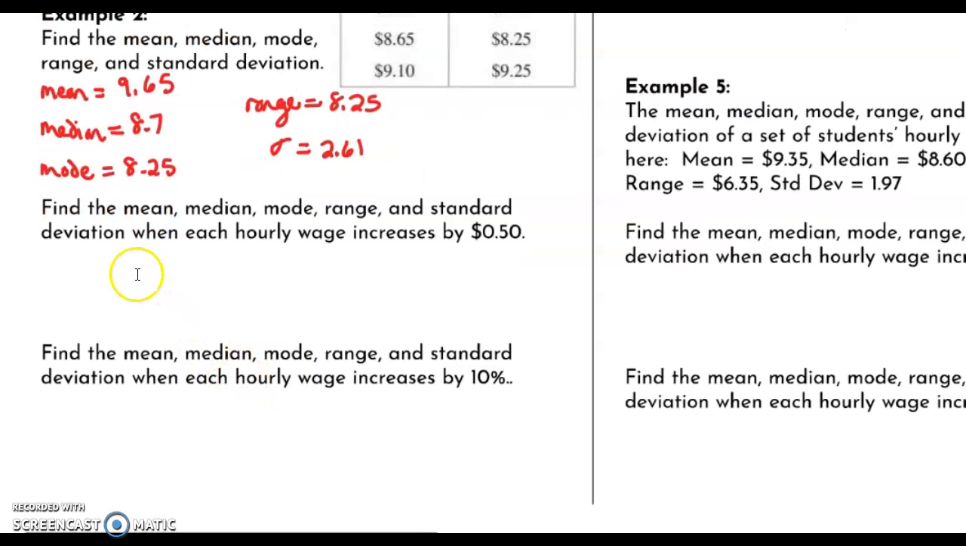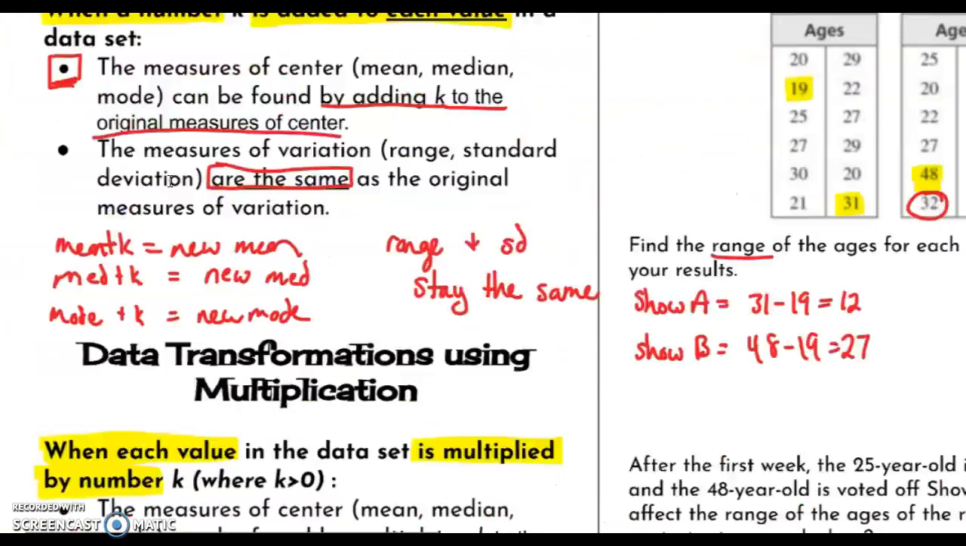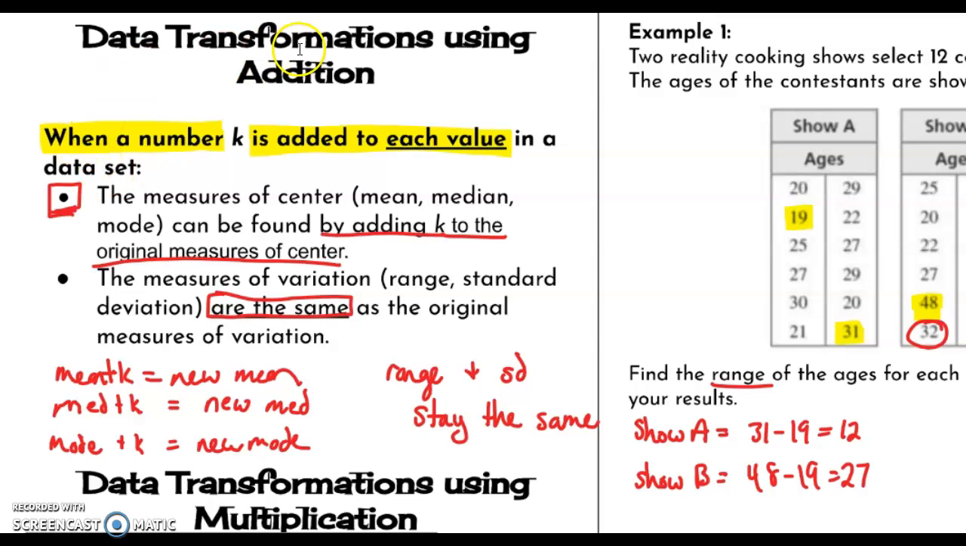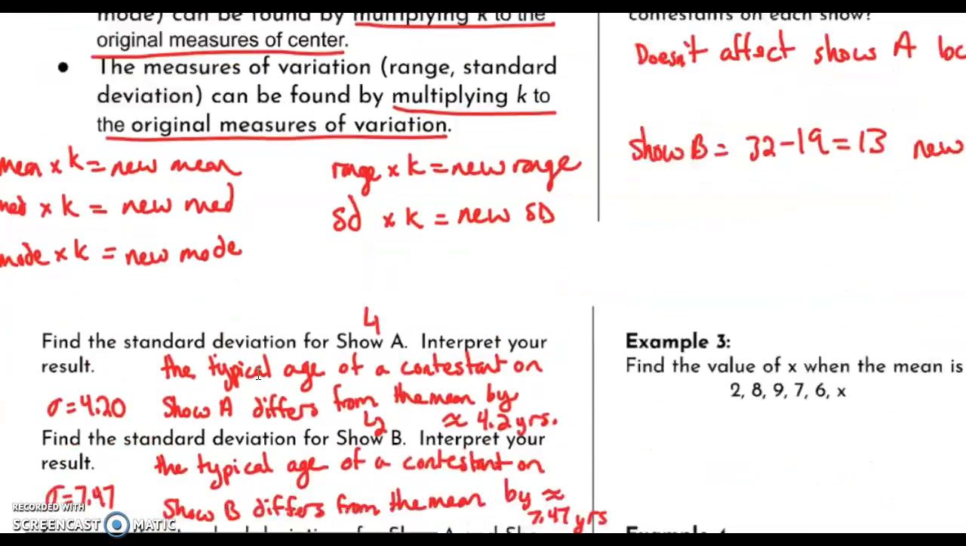It says, find the mean, median, mode, range, and standard deviation. This is the key here: when each hourly wage increases by 50 cents. That means we're adding 50 cents to every number in the data set. So we're adding a number to all of the data. What that is, back on that first page, is data transformations using addition. When a number is added to each value, then you take the mean and add that number to get the new mean, the median, add the number to get the new median, the mode, add the number to get the new mode, and the range and the standard deviation stay the same.